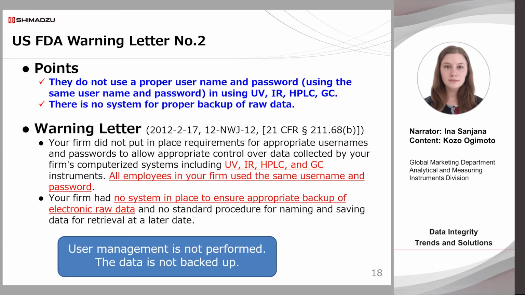This case is slightly different from the first warning letter. In the previous warning letter, there were no functions for protecting data, but in this case, the system has a function for user management. However, if you use the same ID and password for all users, it's the same as not having any such function. So this case study shows that no matter how many data protection or security features the system has, it doesn't mean anything if they are not utilized properly.